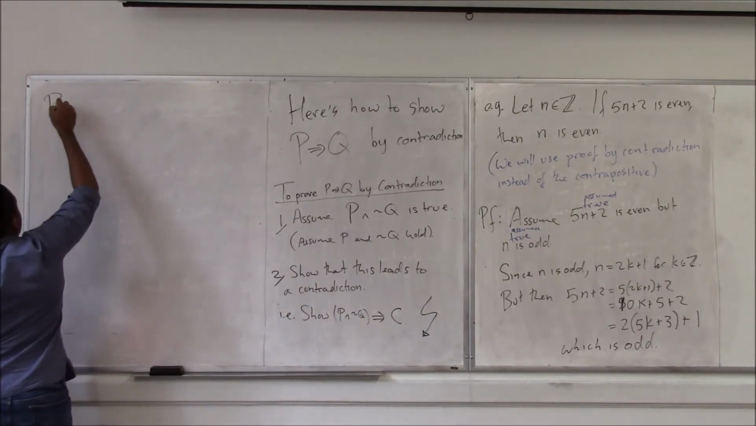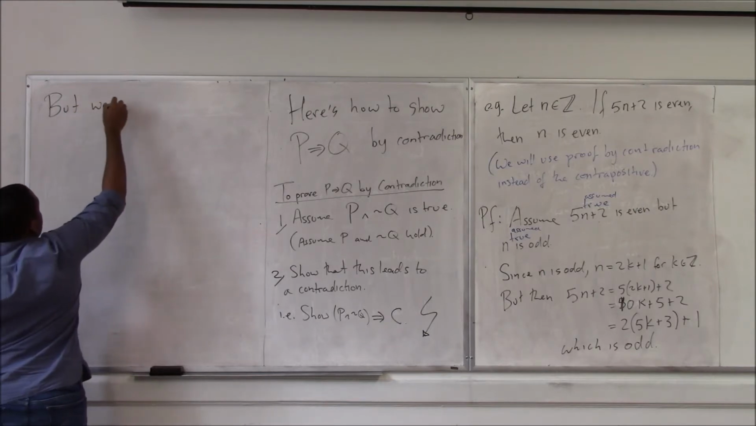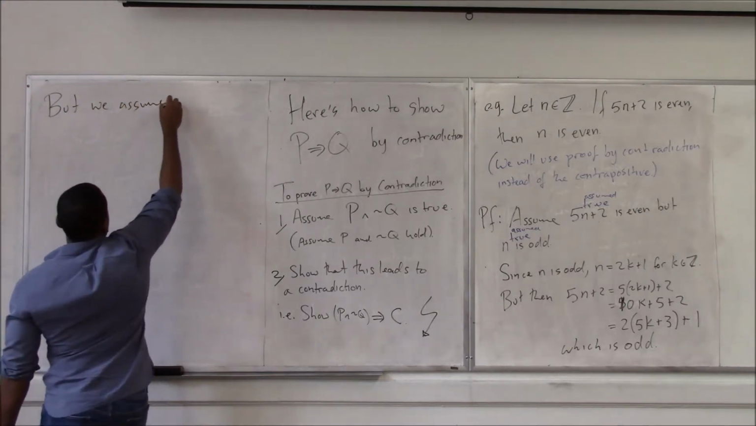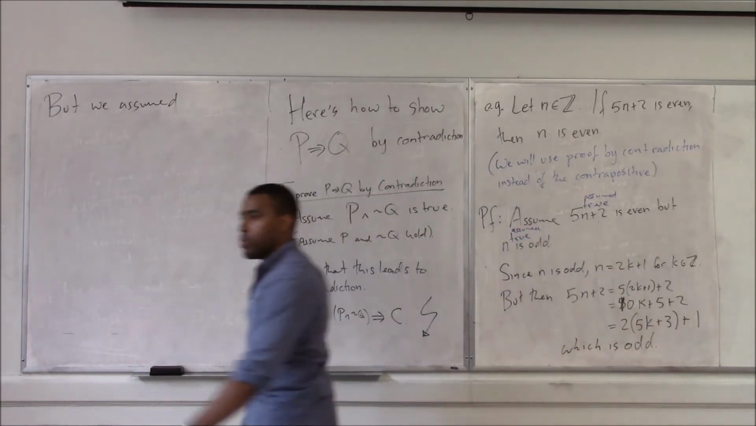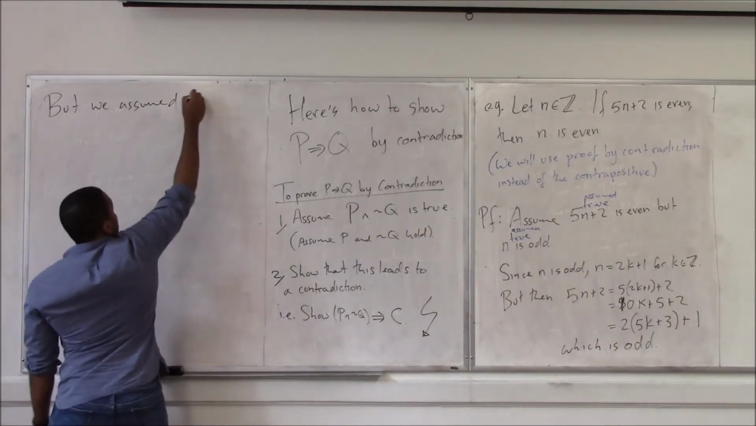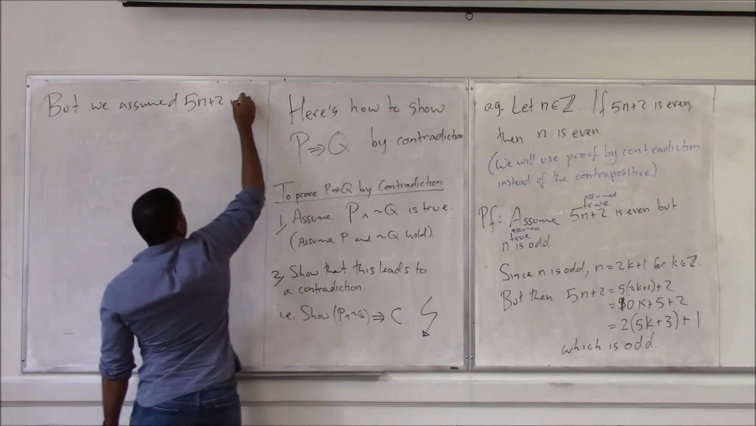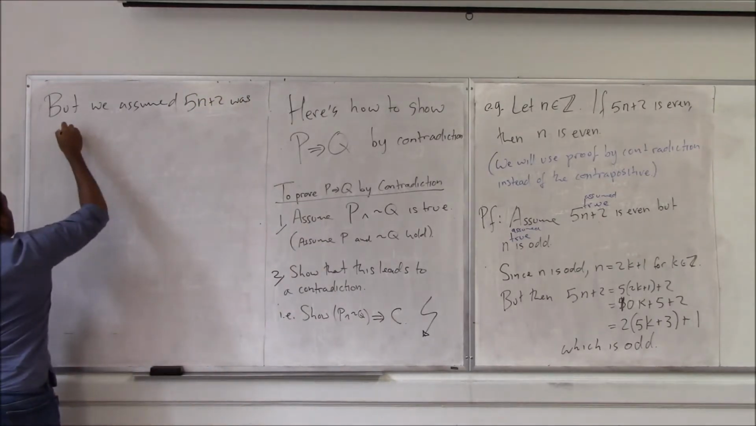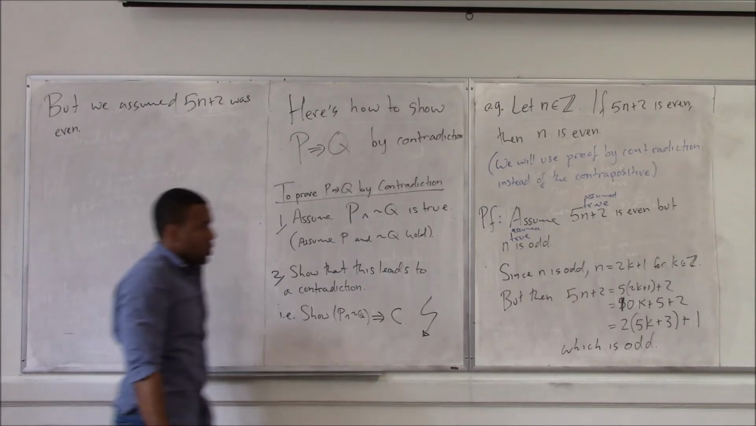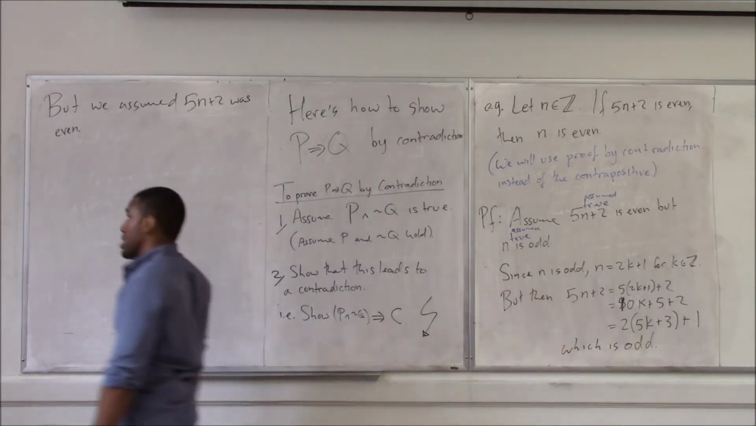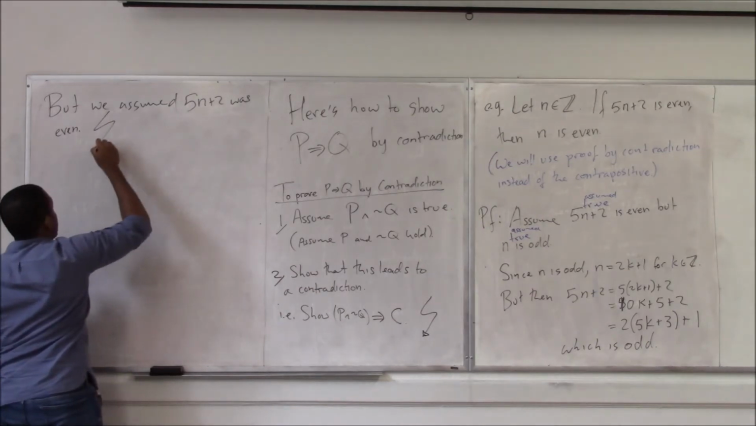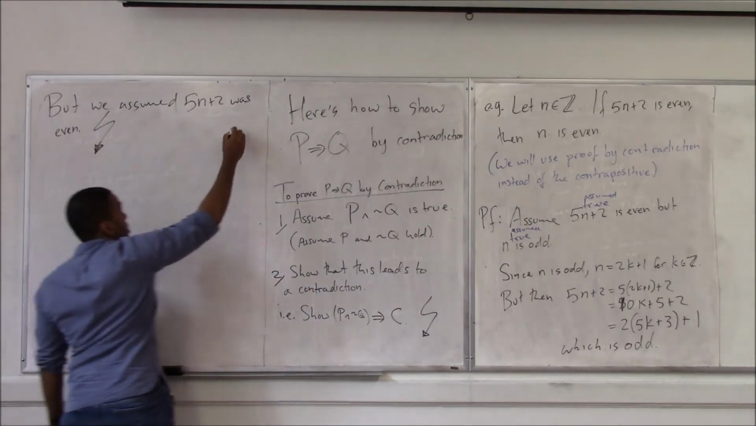And why is that a problem? Our assumption was it's even. I made the claim that it was even here. We assumed 5n plus 2 was even. In other words, we now end up with a claim where there's something that is both odd and even at the same time. That is a contradiction. Lightning strikes, everything breaks down.